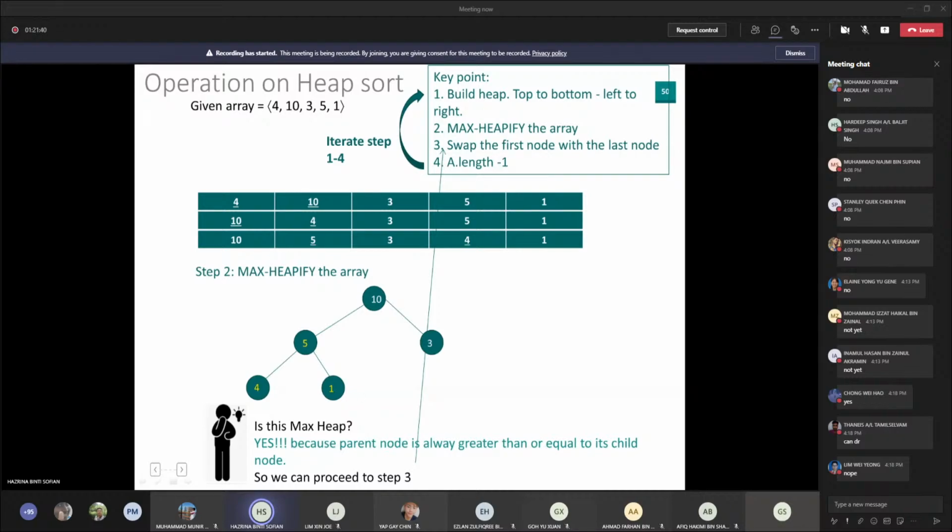One popular method is called median of three. We look at the first, middle, and last element of the array. We sort them properly and choose the middle item as our pivot. So since we have the max heap, we can proceed to step number 3, which is to swap the first node with the last node. First node here is 10.